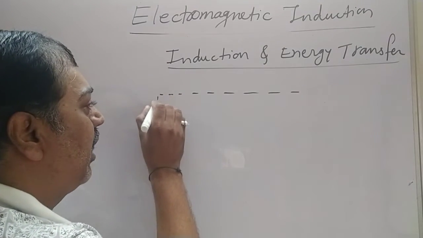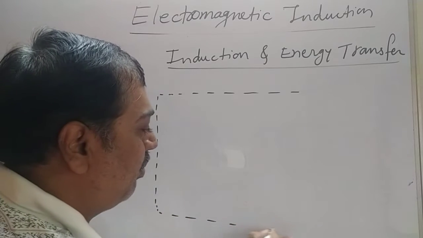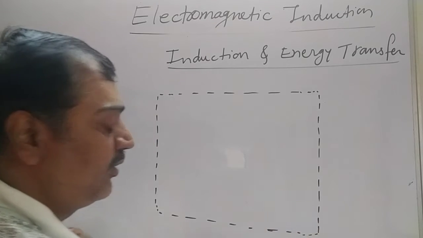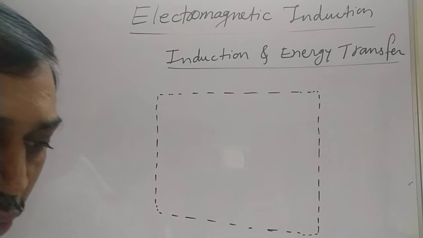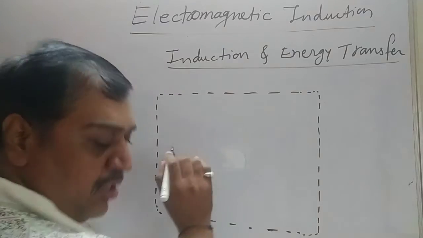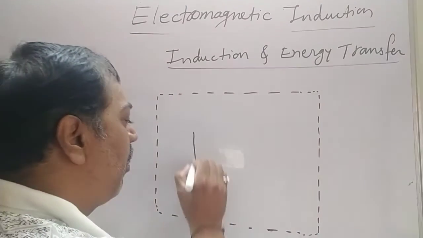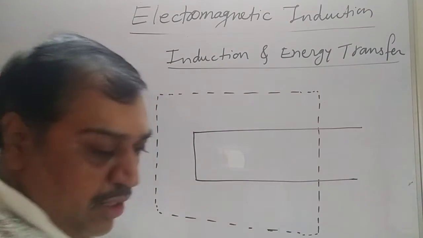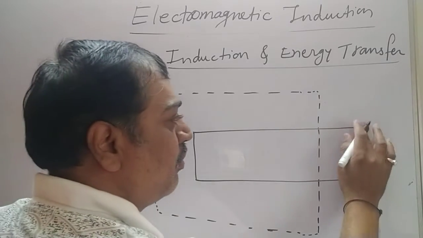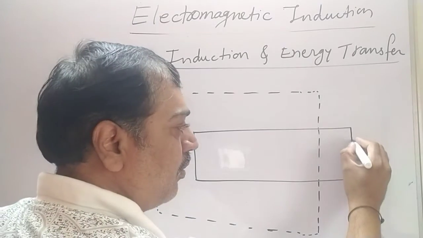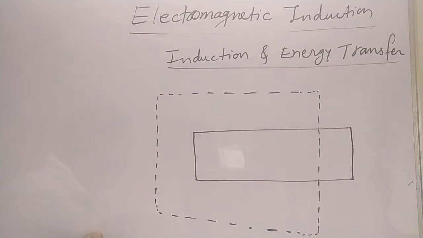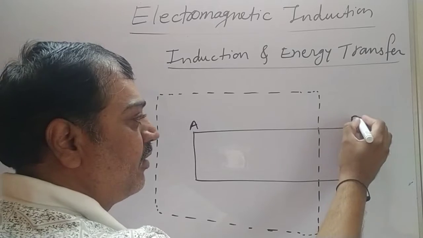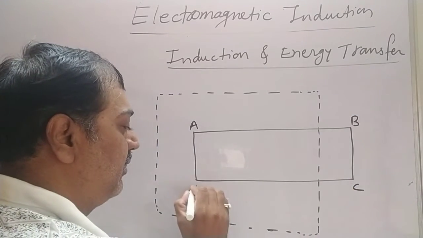So these are the dotted lines. I am going to draw this dotted part, which will show the magnetic field applied within this dotted part. It is perpendicular to the board, and within this part there is a smaller rectangular part. This is the coil, which is moving inside this with some velocity. They have given the name to this coil as ABCD. So this is A, this is B, this is C, and this is D.